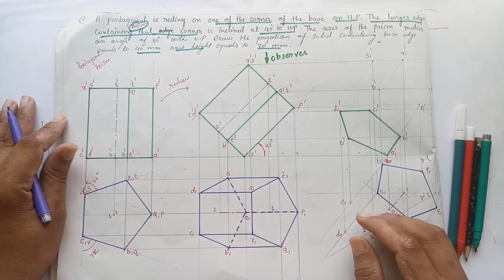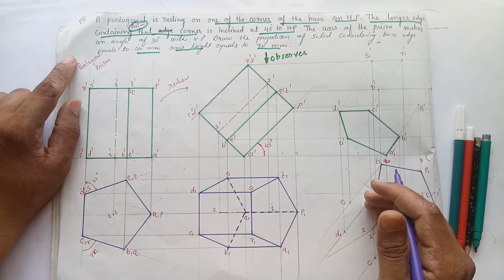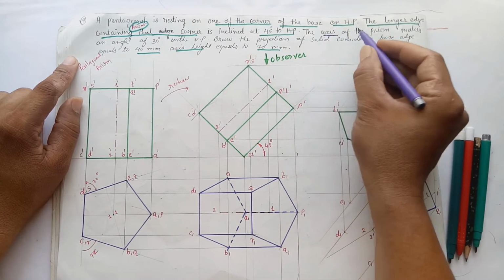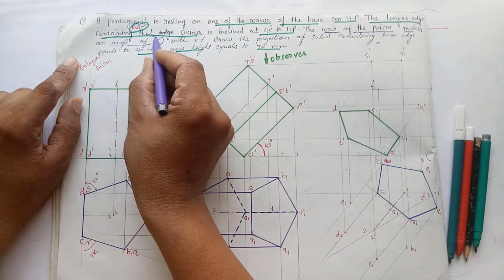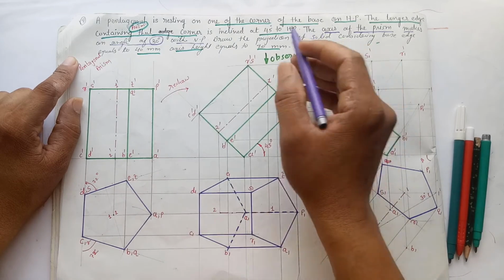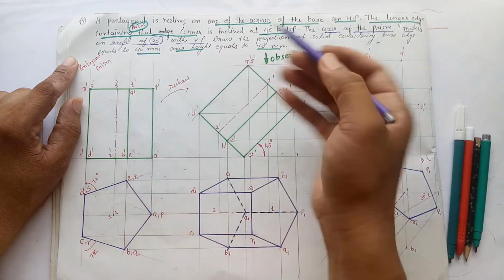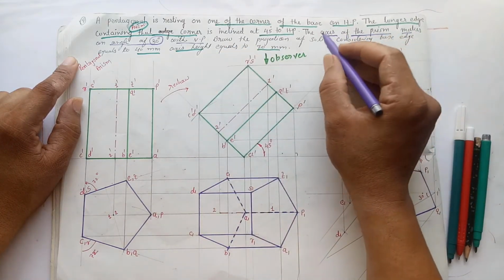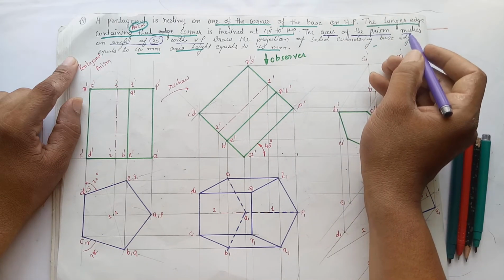Now comes the third stage, and we all know that in the third stage we have to derive the angle with the vertical plane. Here it is given that the axis of the prism makes an angle of 30 degree with VP. Draw the projection of the solid considering the base is equal to 40 mm and height is 70 mm that we have taken already. So now we have to apply this condition. Axis of the prism makes an angle of 30 degree with VP.